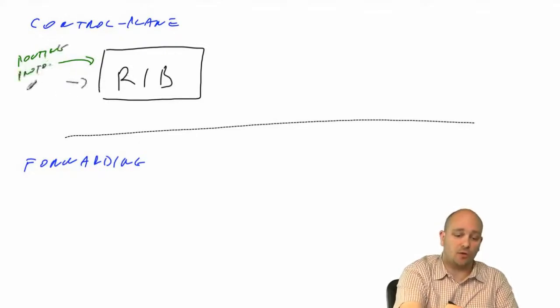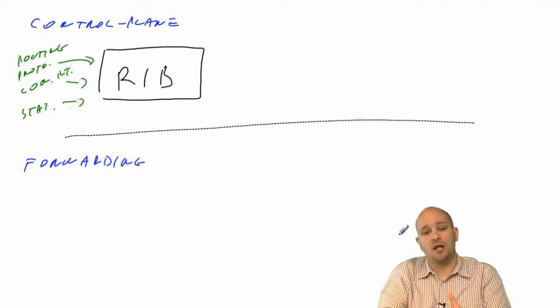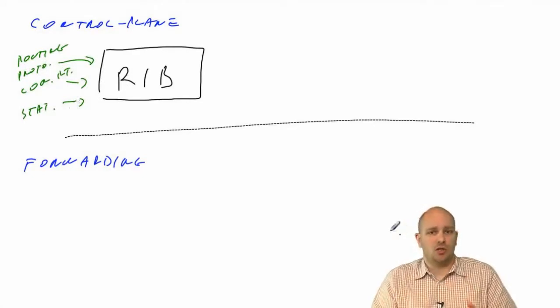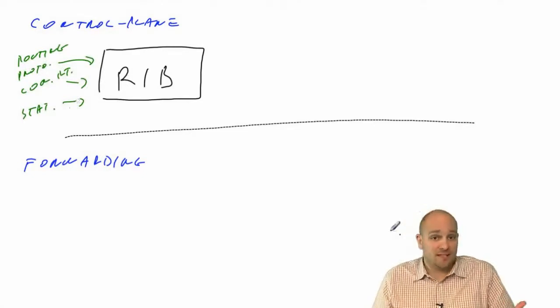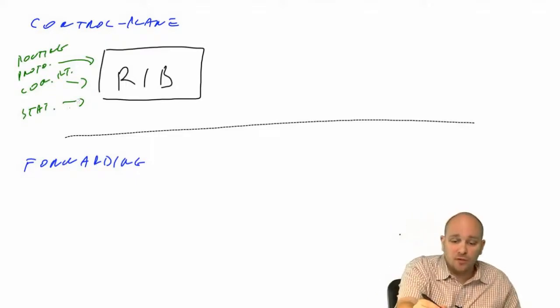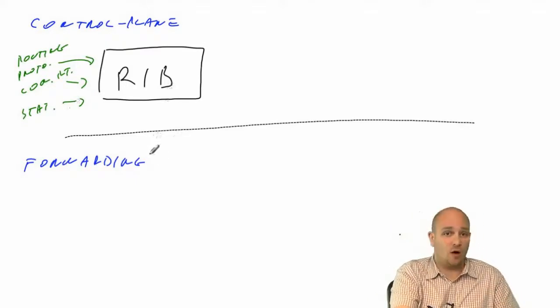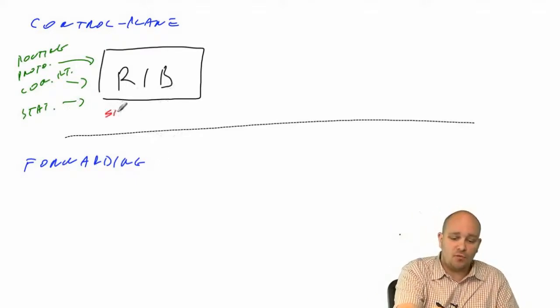And then we have the connected routes. We have static routes, and whatever information we can use to actually generate the routes that we can see with show IP route. So if we wanted to see the information in our route information base, we would run a simple command, which is show IP route.